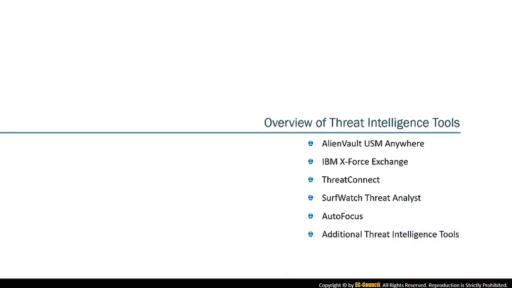This brings us to an overview of threat intelligence tools. We're not going to take a huge amount of time going through these tools, but they're important to know because they are extremely useful. Starting with AlienVault, we'll also look at IBM X-Force, we'll look at Threat Connect, we'll look at SurfWatch, look at AutoFocus and a scattering of other tools. It's very important to get your tools right when we're talking about threat intelligence.